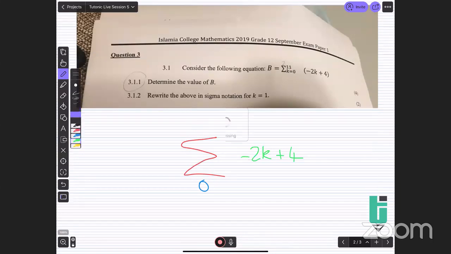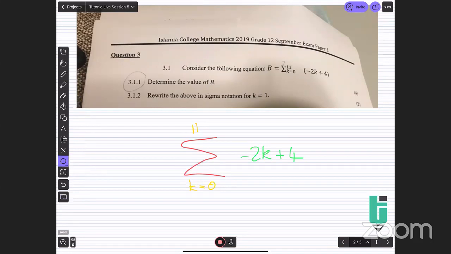The 11 is the last number you put in, right? Yeah. It's not the end value per se. It wouldn't be correct to say that that's the end value. If I were to ask you how many terms are in this series, what's the answer?